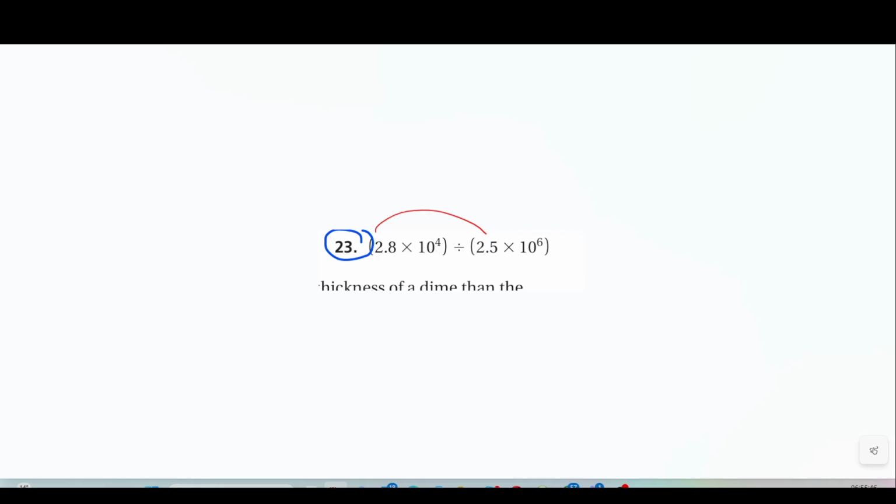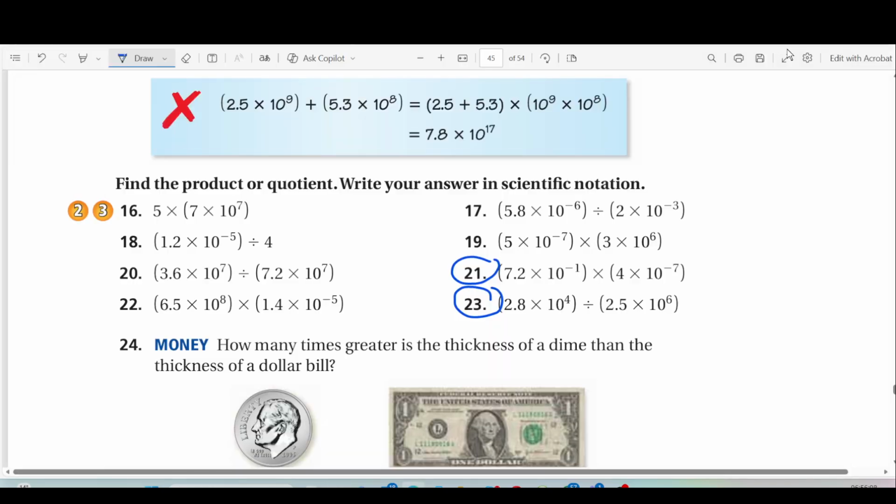2.8 and 2.5, if you divide them, you get 1.12. When 10 to the power 4 and 10 to the power 6, so you need to subtract them. Forgot about that. You divided them, right? Yes, so it's negative 2. Good. Okay, great.